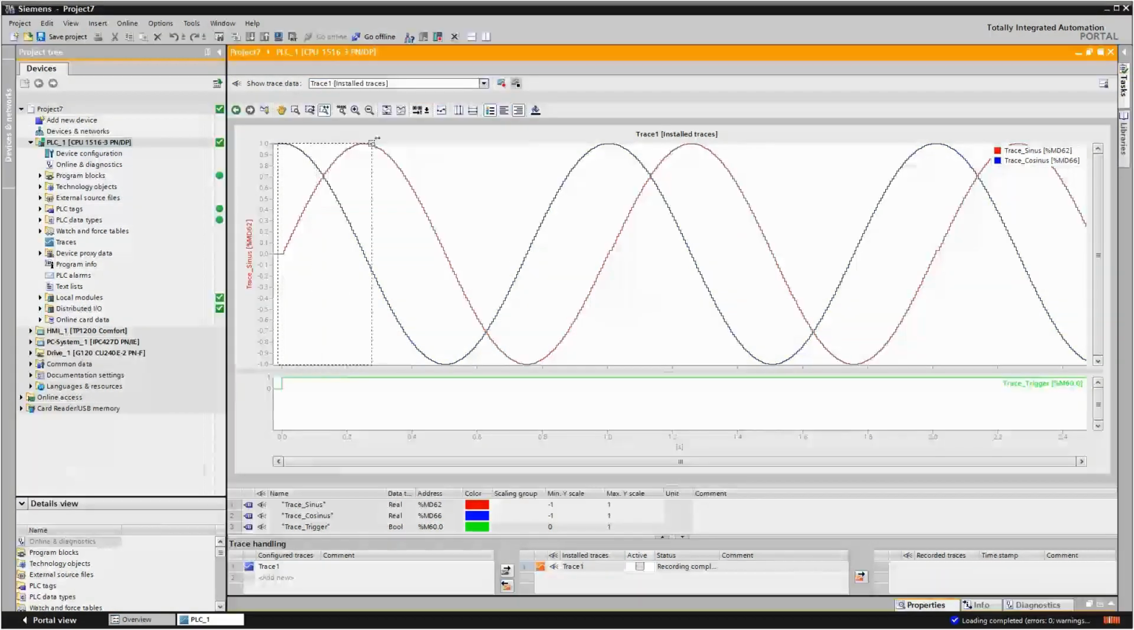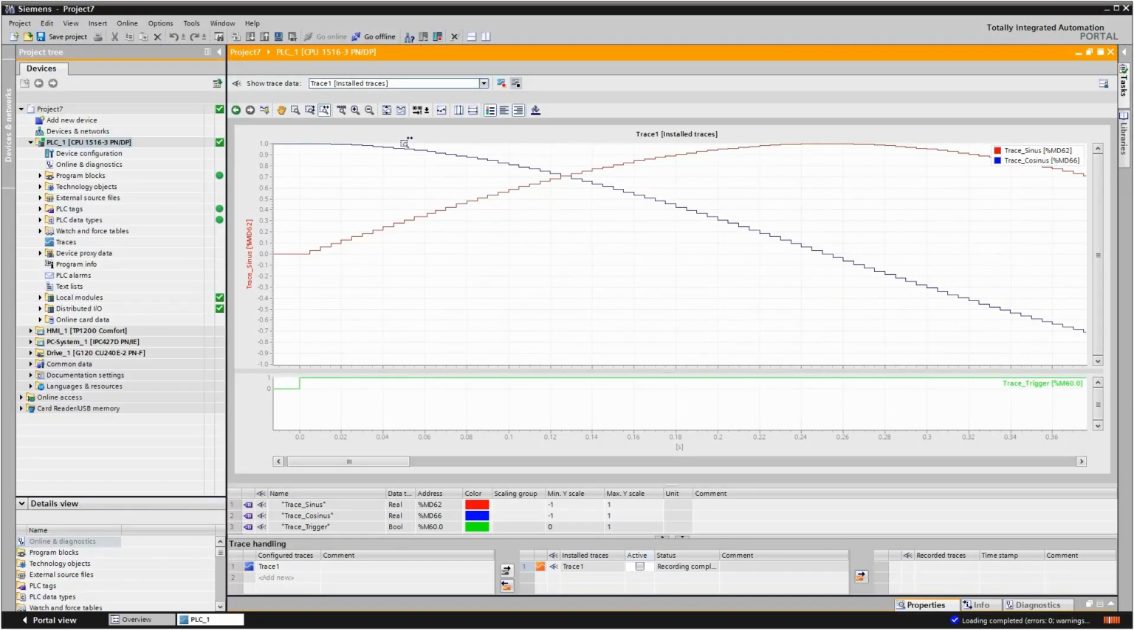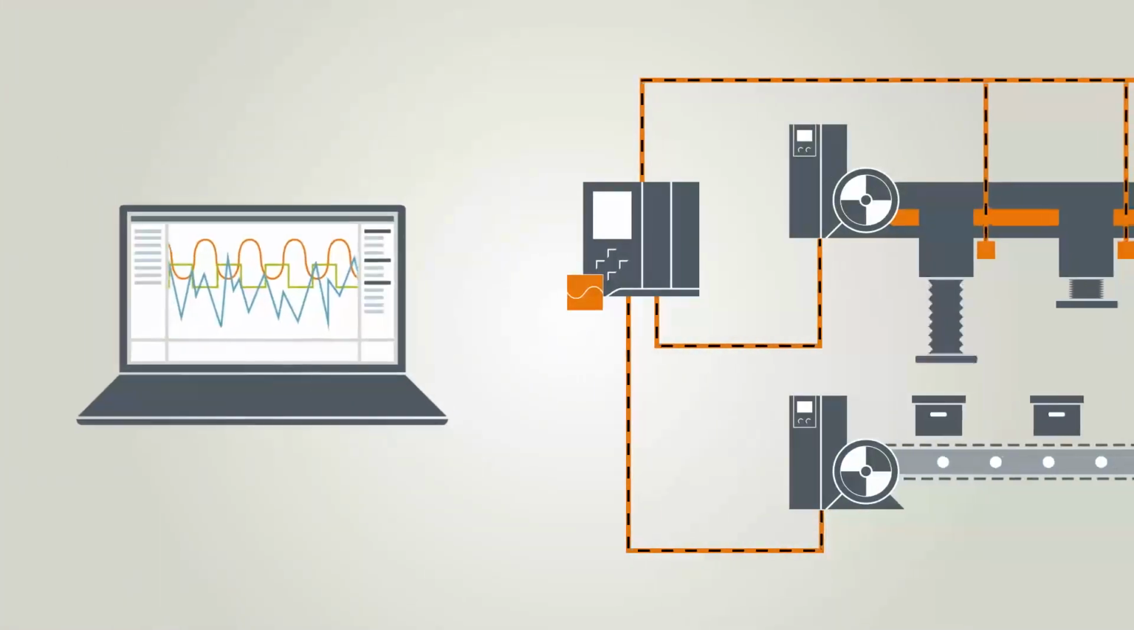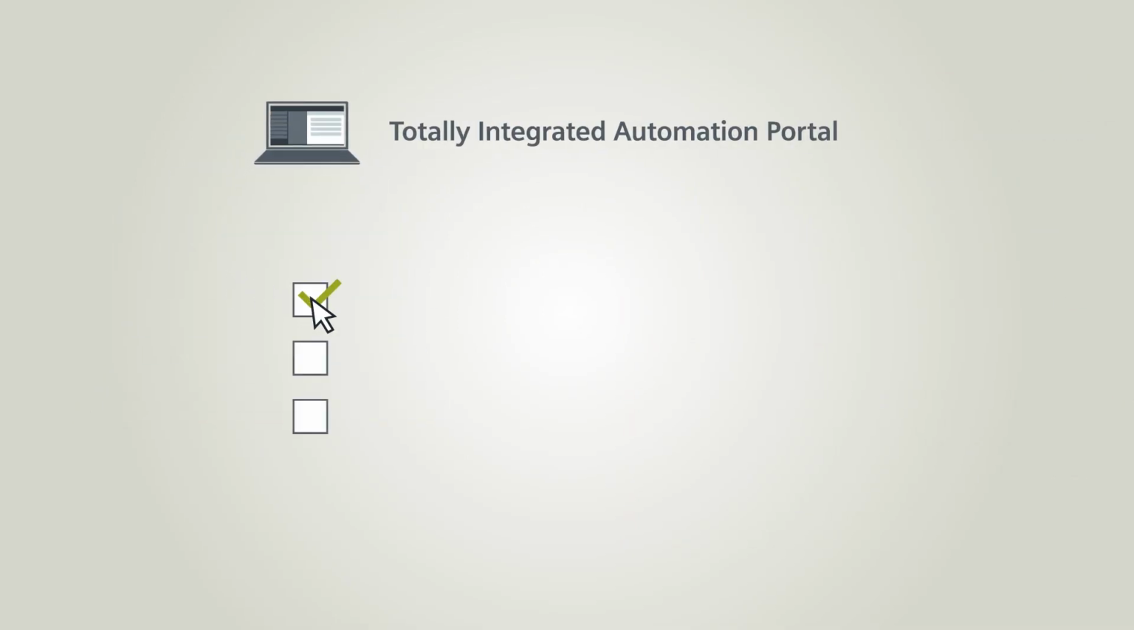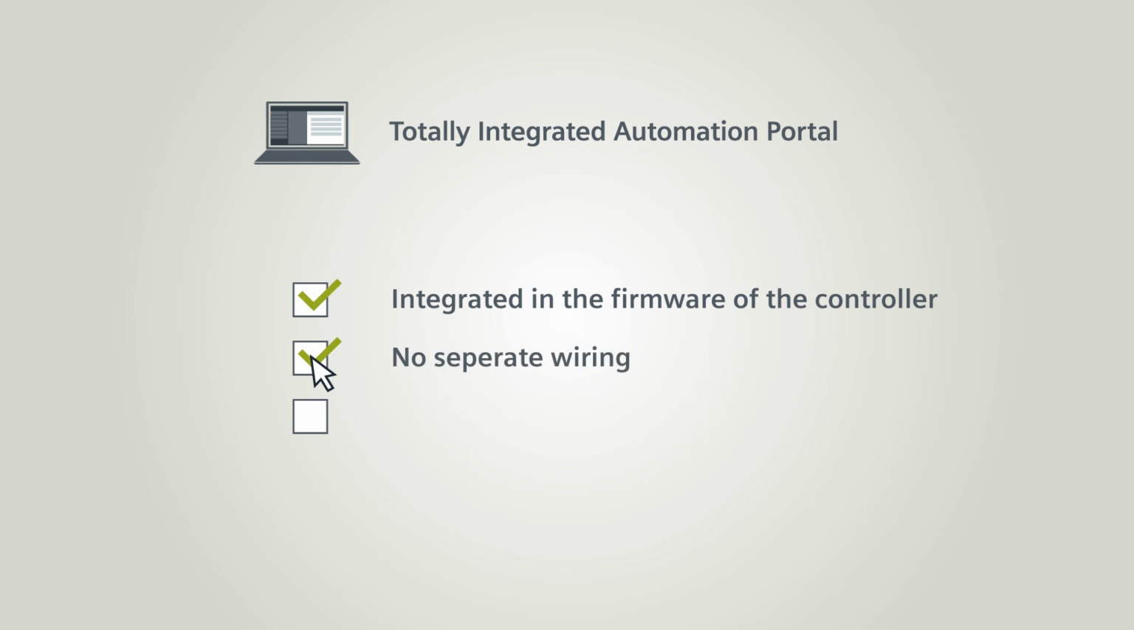With the trace function, the TIA portal gives you a tool for analyzing faults in your plant in a targeted manner. The trace function of the TIA portal is an existing feature in the firmware of the controller and is thus available without separate wiring. It allows you to record your program variables independently of the TIA portal exactly to cycle.